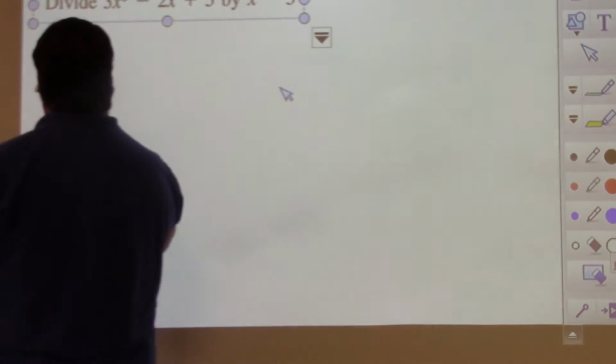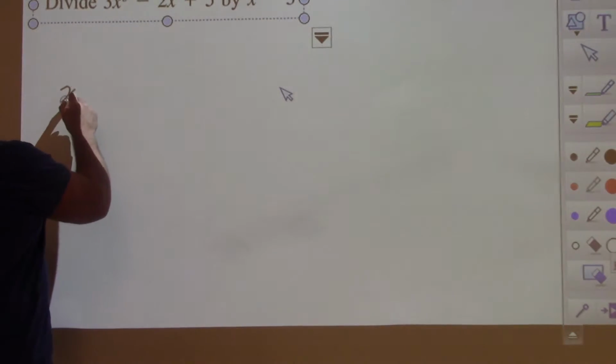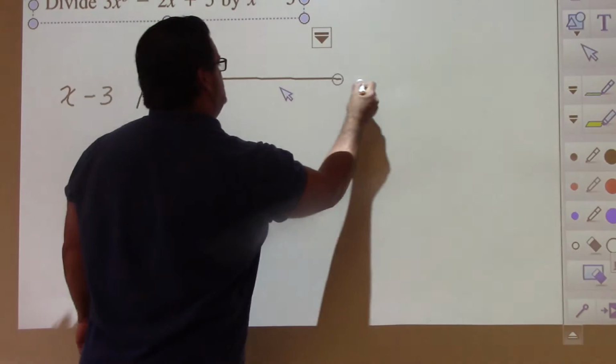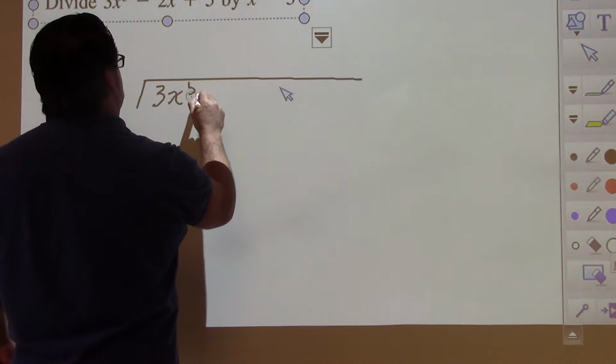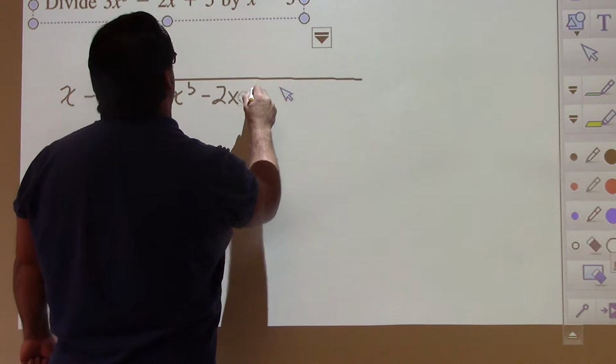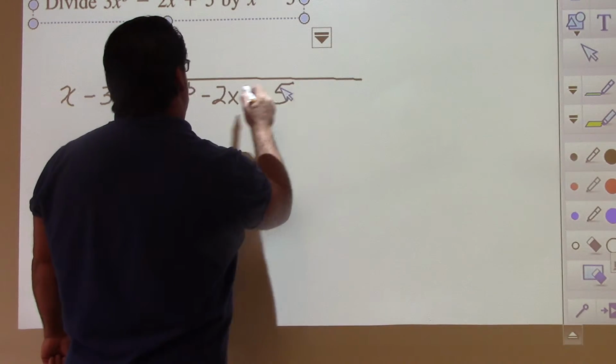Well, what do you mean? Let's write it in long division standard. We're putting x minus 3 into 3x cubed minus 2x plus 5.